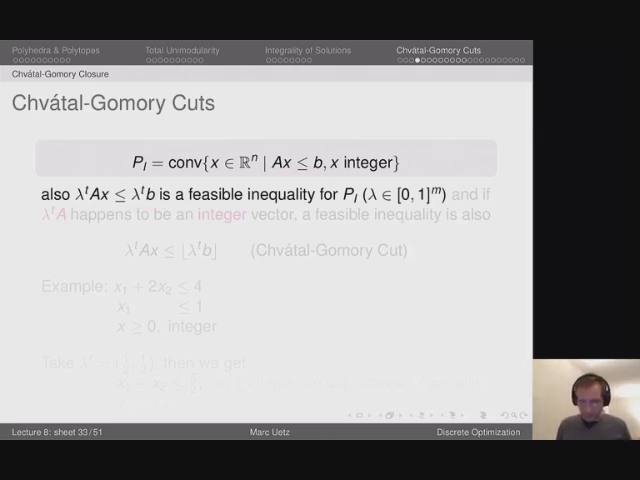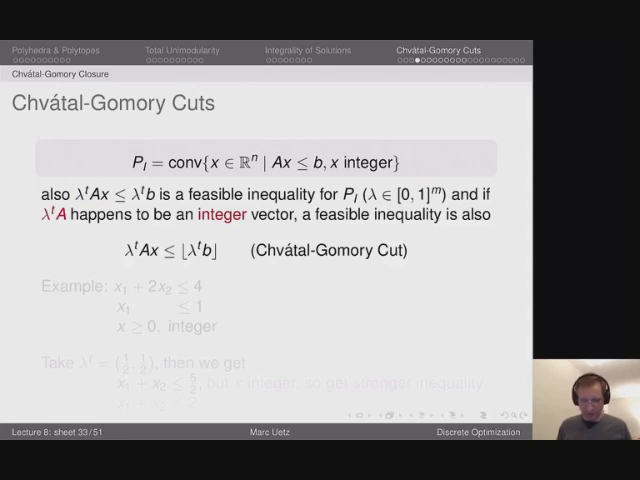So if it happens that the coefficients on the left-hand side are integers only, so if this lambda transpose A is just integer values, I look at the right-hand side. The right-hand side is lambda transpose times b. That is some number. And if this number happens to be a fractional number, I can round down the corresponding right-hand side and thereby obtain a stronger inequality, stronger than the one that I started with. And that's a so-called Chvátal-Gomory cut.